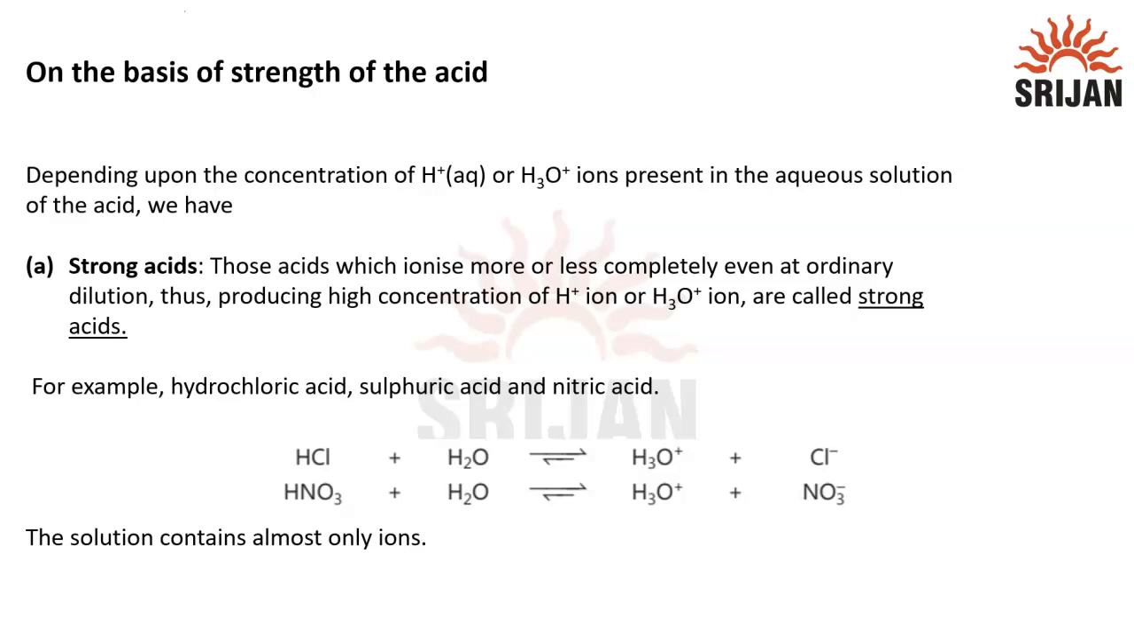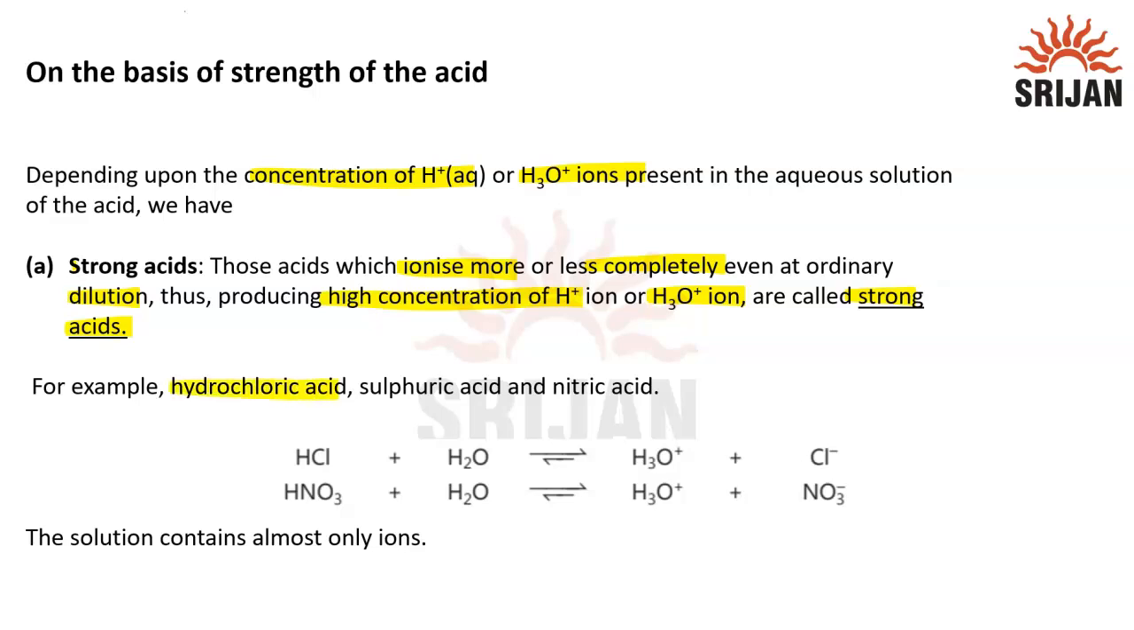Now, on the basis of strength, it basically depends on the concentration of H positive or H3O positive ions present in the aqueous solution. So we have strong acids, which are the acids that ionize more or less completely even at ordinary dilution. Dilution is simply the addition of water, thus producing a higher concentration of H plus or H3O positive ions. So they are strong acids. Strong acids are simply those acids which ionize a lot at ordinary dilution, or on addition of a small amount of water.